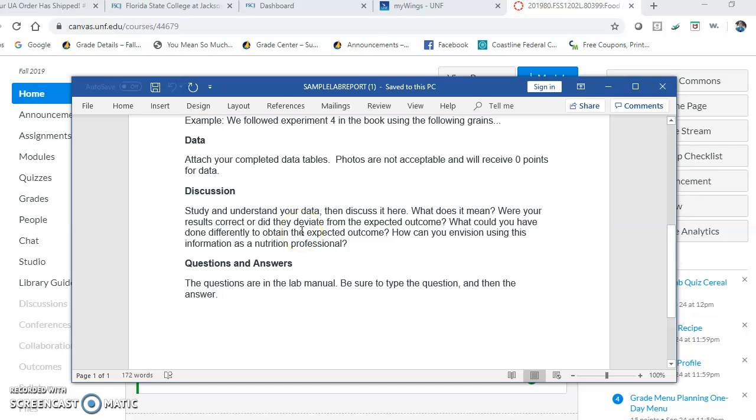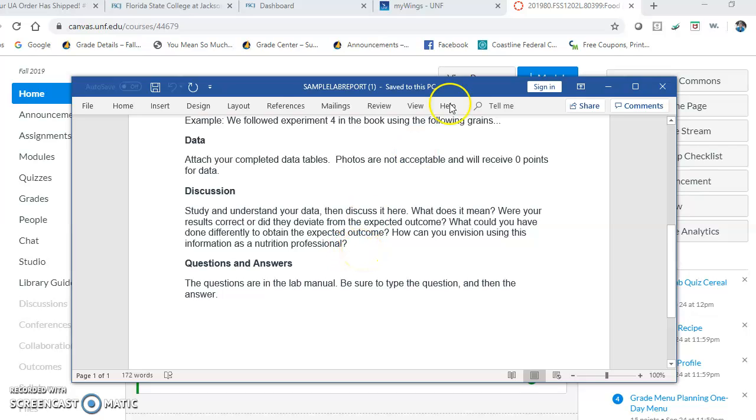If your results deviated from the expected outcome, then you need to tell me that in the discussion. Also, you can tell me what you could have done differently to obtain the expected outcome. If your results were correct, you can also tell me our results were correct. And last in the discussion, you need to tell me how you can envision using this information from this particular lab as a nutrition professional in the future.